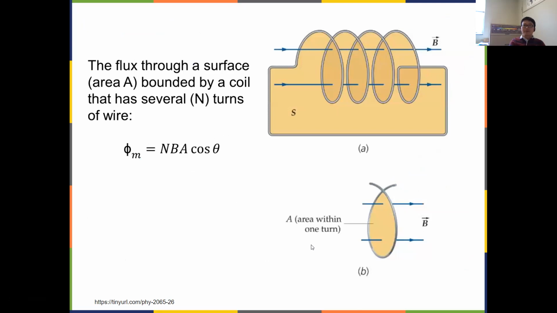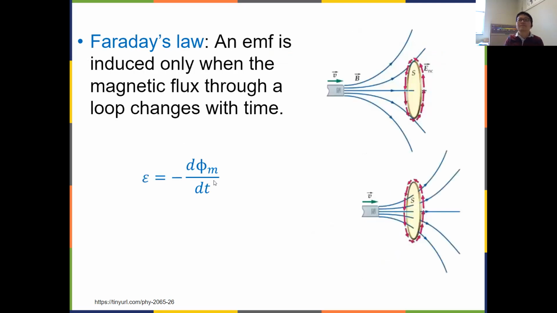All right. Now, oftentimes you have many turns of coils stacking together. So it depends on how many turns of coils you have. You'll multiply by the number of turns, n. Okay. So N B A cosine theta. Not the basketball association, but N is the number of turns, B is the magnetic field, A is the area, and then cosine theta.